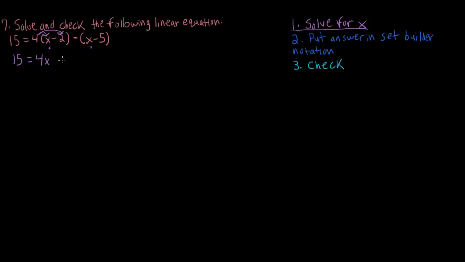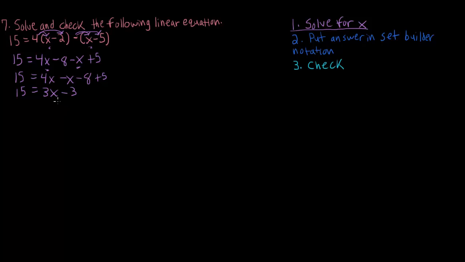4 times x is 4x. 4 times negative 2 is negative 8. And then we can distribute the negative to both terms in the parentheses. So negative times x is minus x. Negative times negative 5 is positive 5. Keep simplifying. 15 equals, let's actually group the like terms together. So 4x minus x, negative 8 plus 5. Go ahead and simplify that right part of the equation. So 4x minus x is 3x. And then negative 8 plus 5 is negative 3.